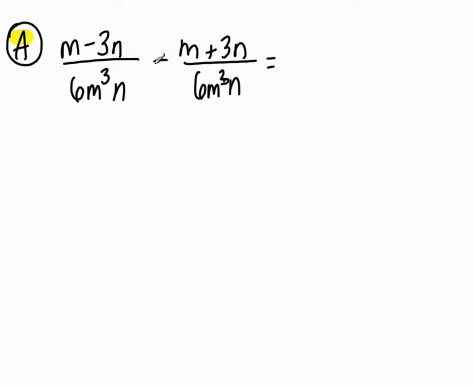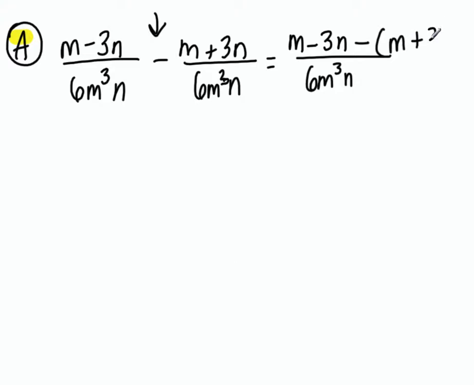I'm subtracting, so my bottoms have to be the same. Are they? Yeah. So I just keep it. If they're the same, I can go ahead and do the problem. Now, what does this become? 0? No, it would not. M minus 3n. Write this down as I do. Do you see this minus? You are subtracting the binomial. So the binomial becomes m plus 3n.